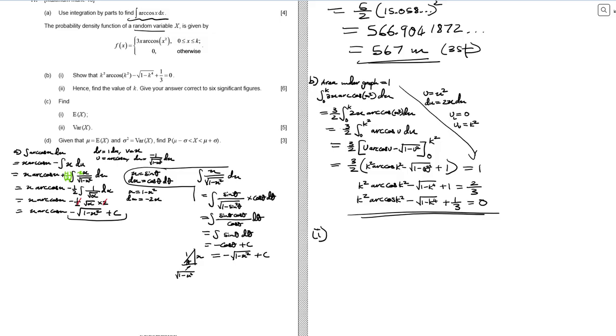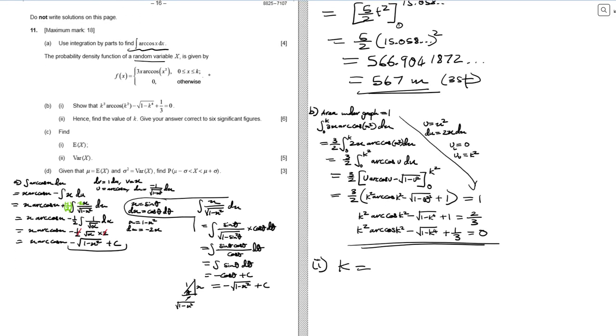Let's put this in, do this along with me. We have x squared arccos x squared, and then we have minus root 1 minus x to the 4, plus 1 over 3, is equal to 0. And so the answer I'm getting, we need to take our positive k.